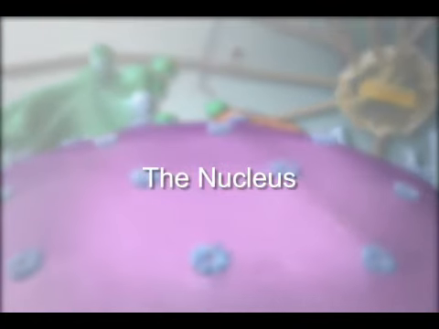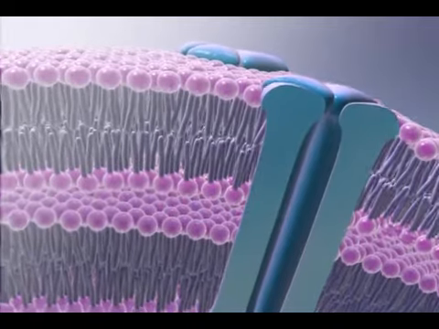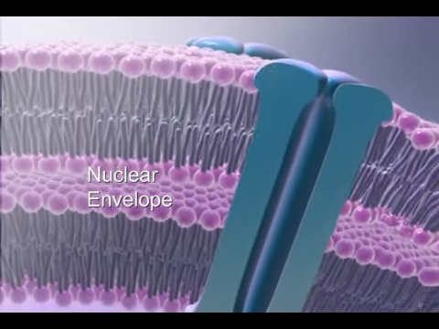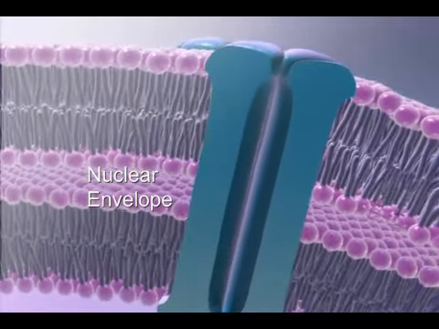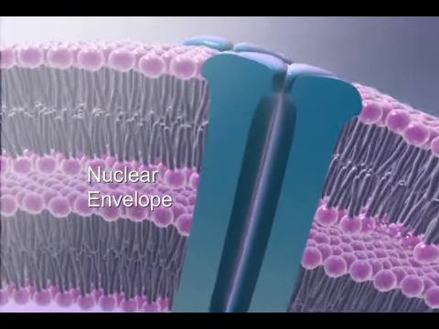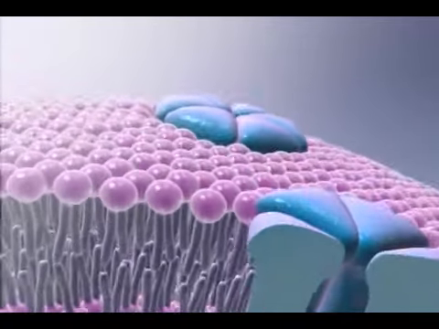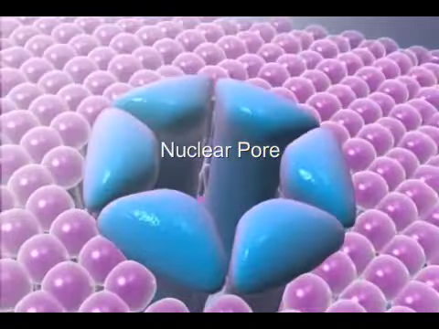The nucleus. Let's now move to the control center of the cell, the nucleus. The nucleus is separated from the cytoplasm by the nuclear envelope, a double membrane with numerous pores. Let's dive into the nucleus through a pore.